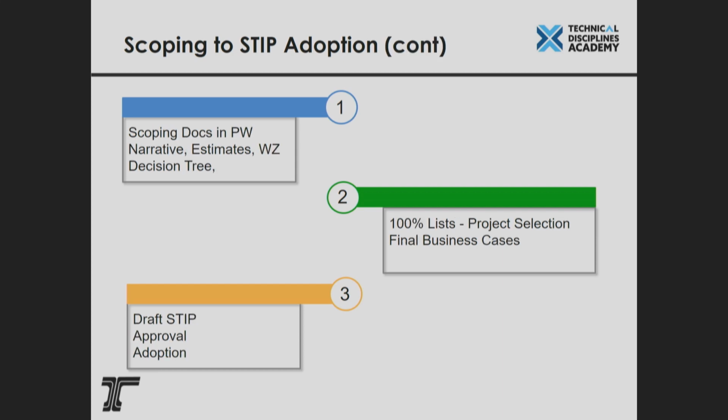Scoping docs get put in the project-wise, narrative, estimates, work zone, decision tree. Again, those are deliverables. The 100% list, and then the final business case. The draft STIP, approval and adoption. And again, that process can take some time.